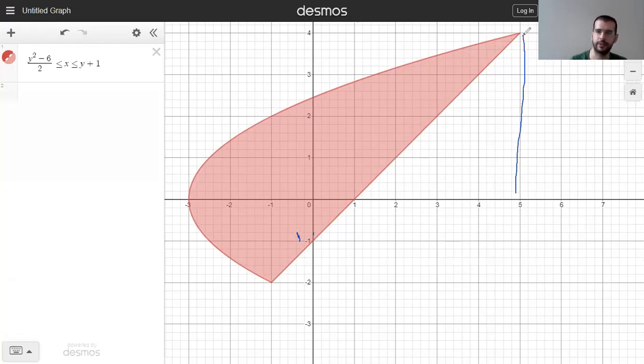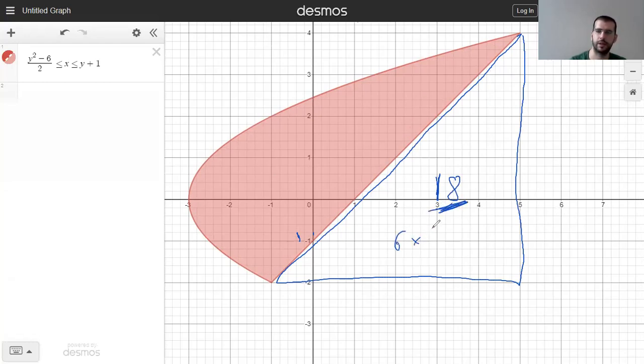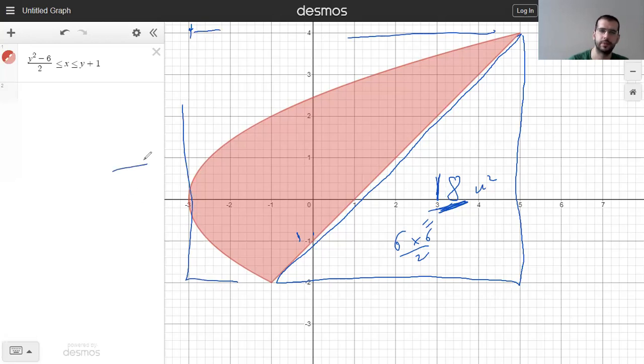So this triangle has base 6 and height 6, so this triangle has area 18 square units. This whole rectangle has area 48, base 8 and height 6. This triangle is 2 by 2, so it has area 2.